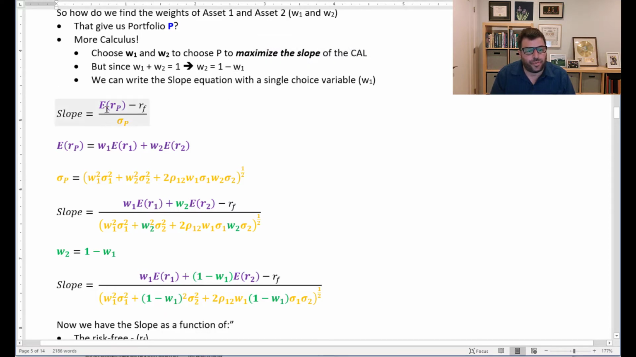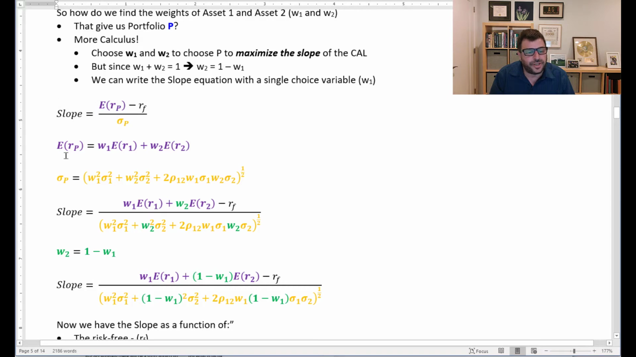So we start with our slope equation, and that's going to be the expected return of the portfolio minus the risk-free divided by the portfolio standard deviation. This is the Sharpe ratio for whatever P we end up choosing. We don't know which P we're going to get, but this is the P we're going to choose, and this will be its slope.